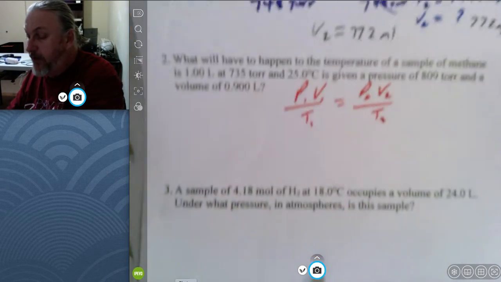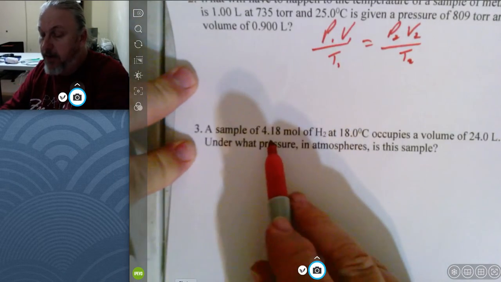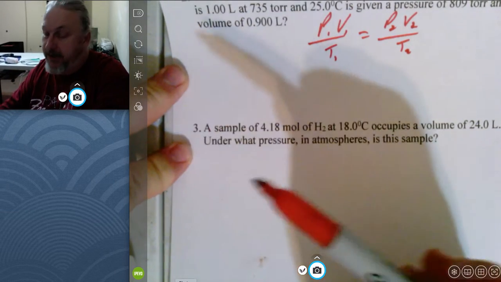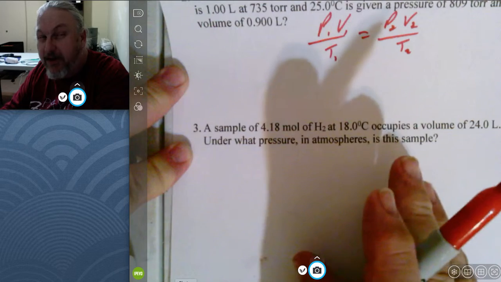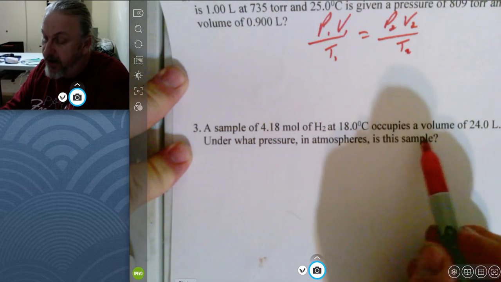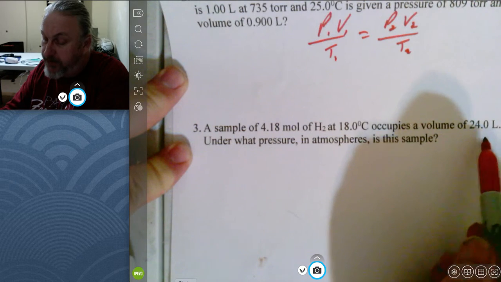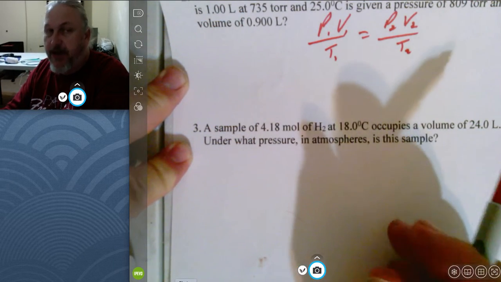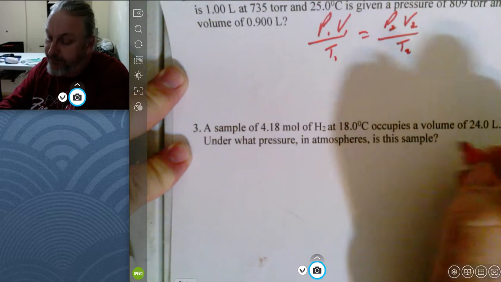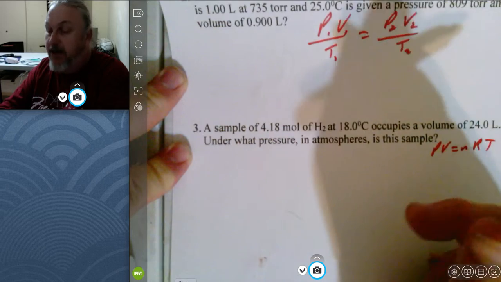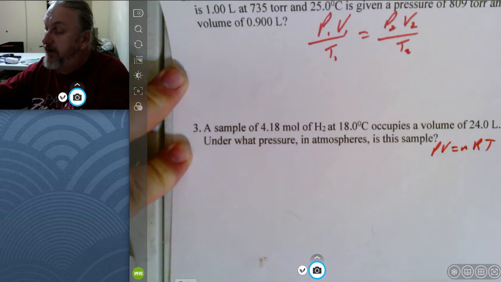Again, as I go down through some of these, a sample of 4.18 moles. Now that tells me it's either going to be ideal or Avogadro's. We do very little Avogadro's, so probably ideal. At 18 degrees C, occupies a volume of 24 liters. Under what pressure, in atmospheres, is this sample? I'm going to tell you: PV equals nRT. Nothing changed. It just wanted an identification.